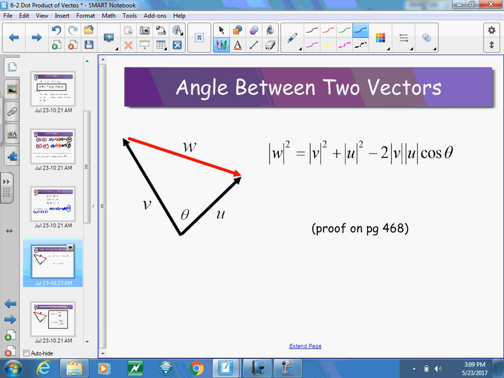So if we were to look at these two vectors that are created here, vector v and vector u, and they're both going in opposite directions. If we're trying to find the angle that's between them, what we could do, setting this up here, is if we knew vector w, then we could use our law of cosines in order to do so. And this next formula that I'm going to give you comes from the law of cosines.